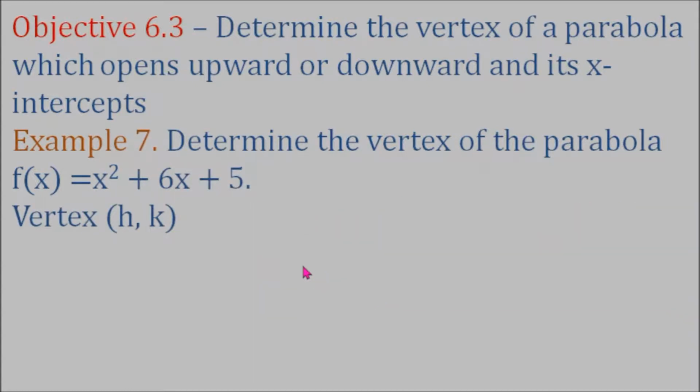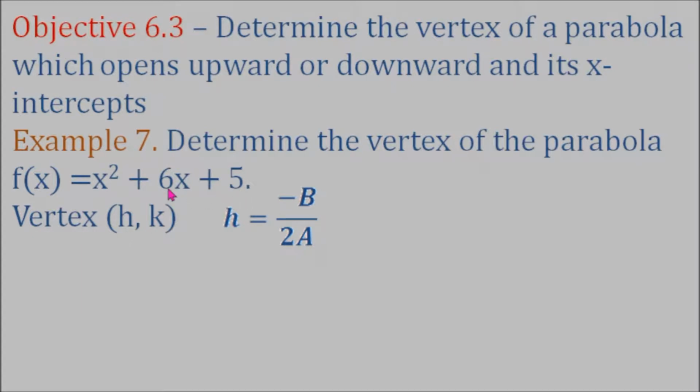Example number 7. Determine the vertex of the parabola f of x equals x squared plus 6x plus 5. So our equation is written in general form. To find the vertex (h, k), we are going to solve for h and then solve for k. So for our h, this is our formula: h equals negative b over 2a.